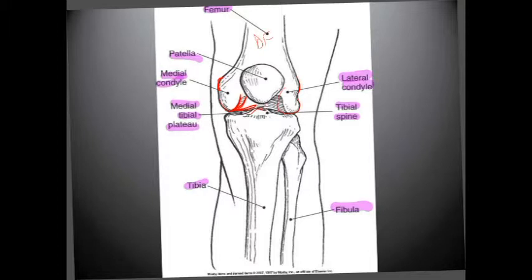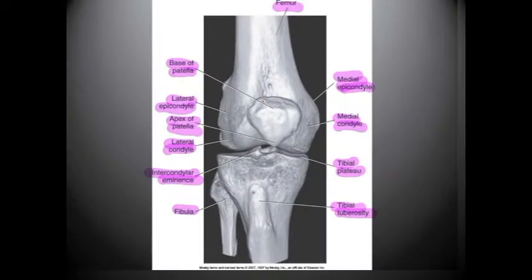We have the tibial spine here. We have the tibial plateau, tibial tuberosity somewhere around this area, the fibula, also the patella. As you can see, the pointed end always faces inferior or distal.